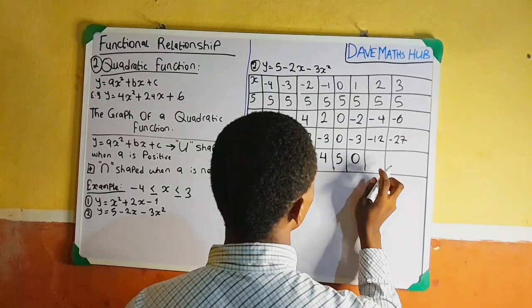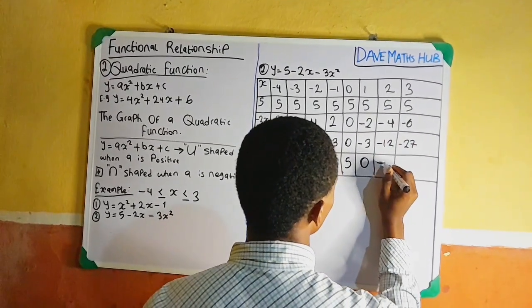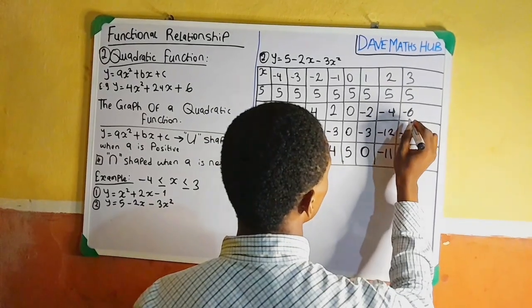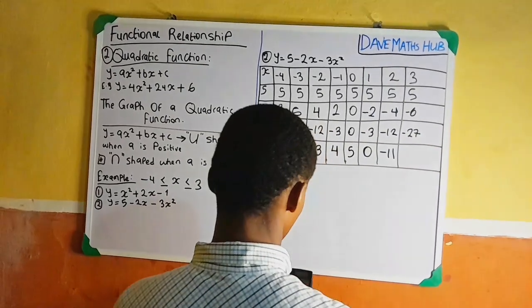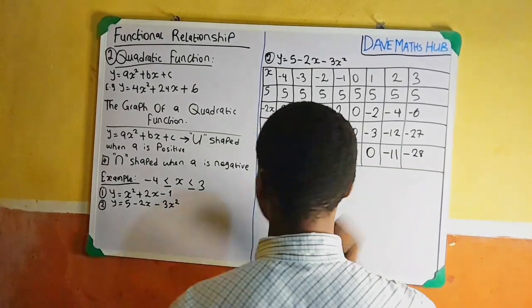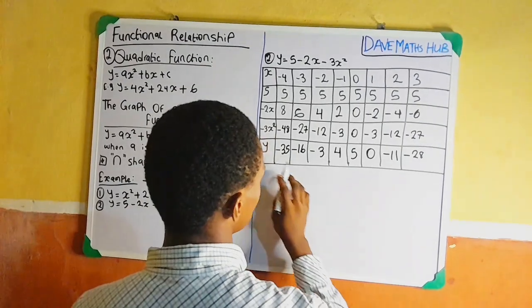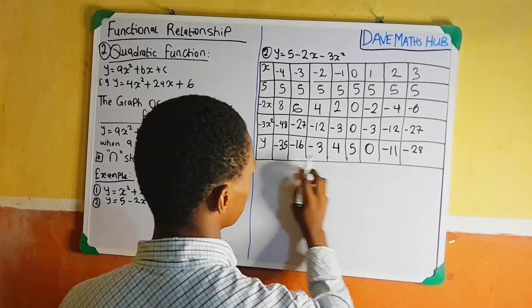This is minus 1. Okay, 5 minus 4 is 1. 1 minus 12, minus 11. This is minus 1. So minus 1 minus 27, minus 28. So the lowest for y is minus 35.